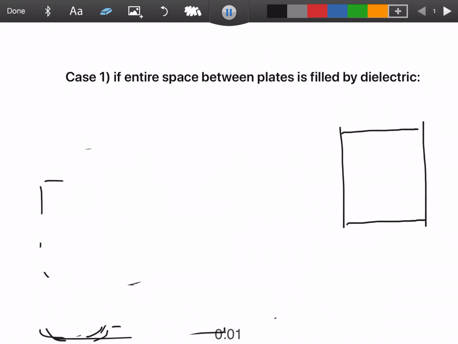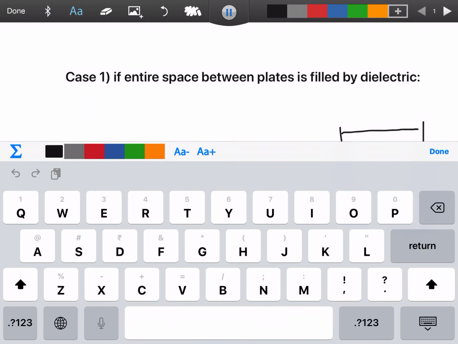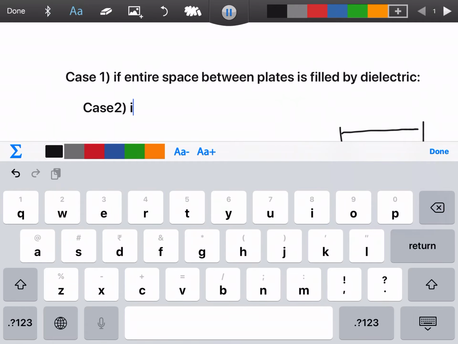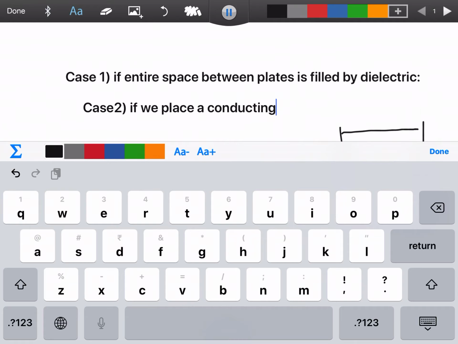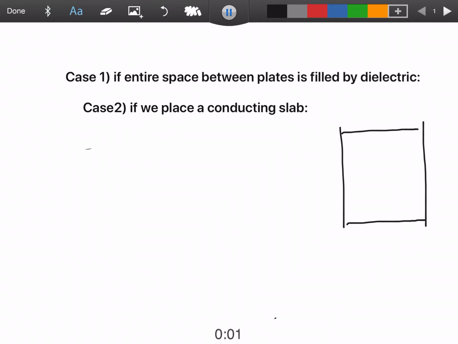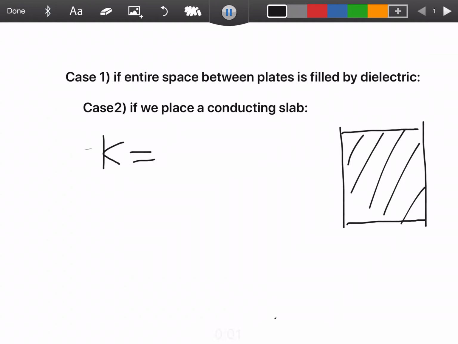Now if instead of dielectric slab, we place a conducting plate or a conducting slab, what will happen? Instead of placing that insulating slab, if we kept a conducting slab, what will happen? Now let this slab be a conducting slab. Now one thing you must keep in your mind is that for conductors the dielectric constant is equal to infinite.